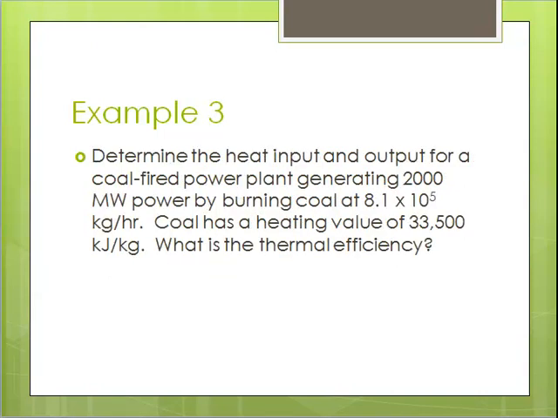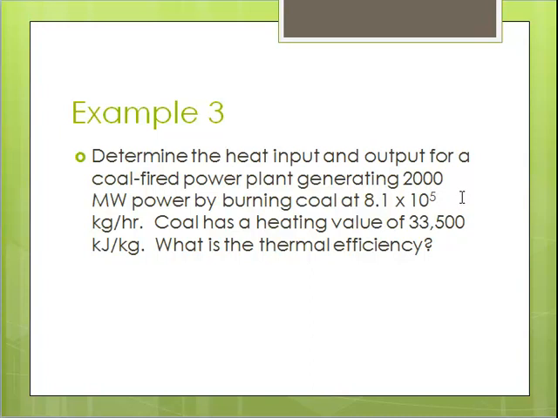So let's do another one. This one, I'm not asking about maximum possible. This is a different type of problem. I want to know the heat input and output for a coal-fired power plant, the type that we would have, say, here in Oklahoma. There's one just down the road that generates 2,000 megawatts of power by burning coal at the rate of 8.1 times 10 to the 5th kilograms per hour.